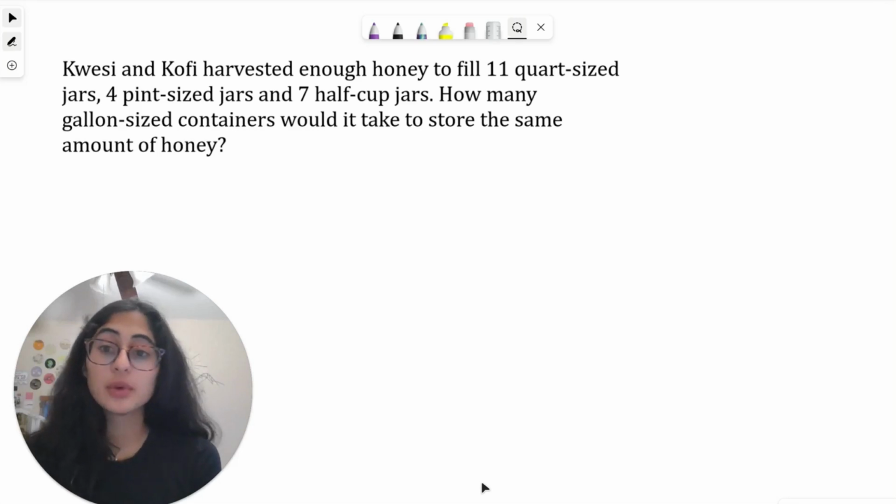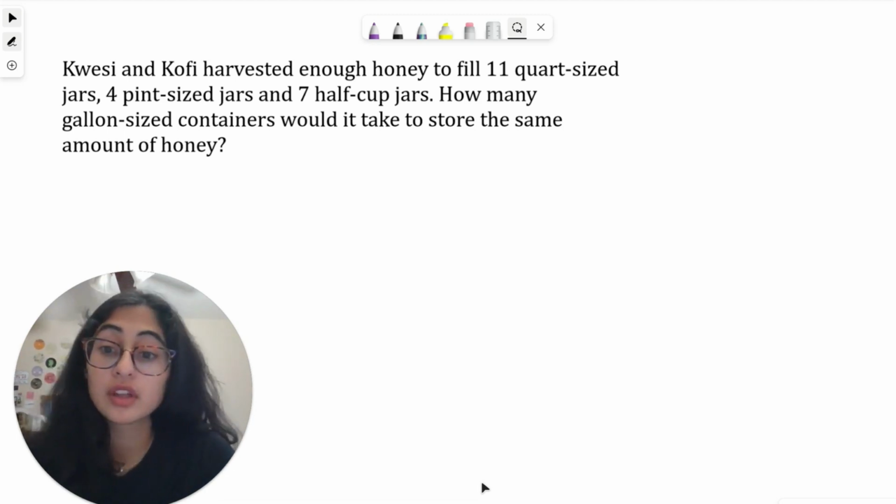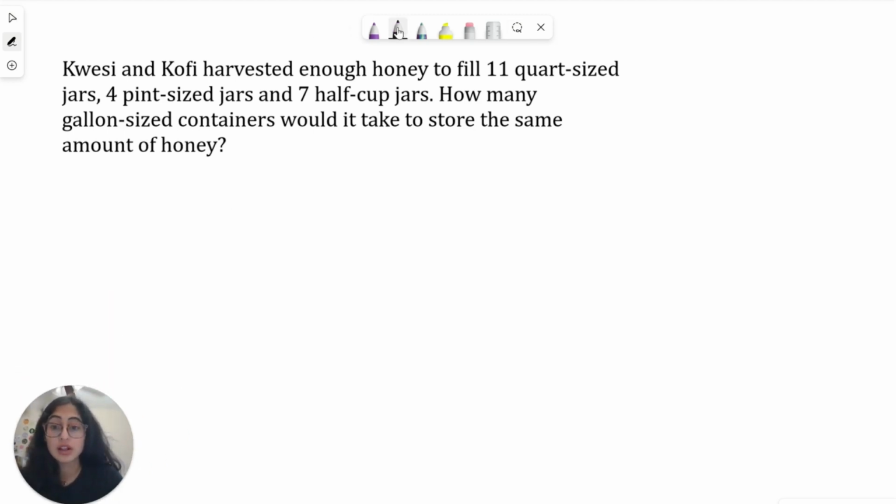Alright, so this question says, Kwesi and Kofi harvested just enough honey to fill 11 quart-sized jars, 4 pint-sized jars, and then 7 half-cup jars, and it's asking how many gallon-sized containers it would take to store the same amount of honey. Basically, we have to notice here that not all of our units are the same. They give us quarts, pints, and half cups, and we have to turn this all into gallons.